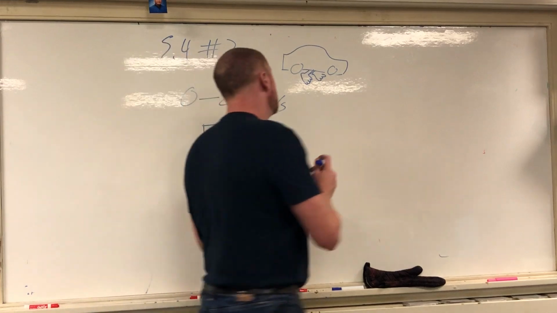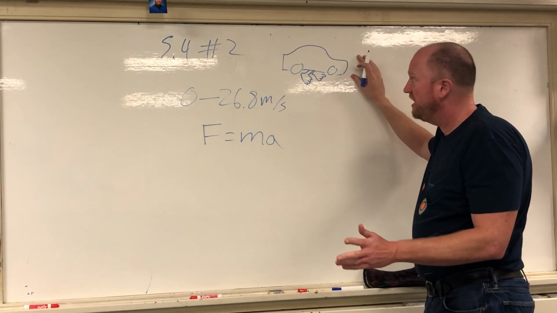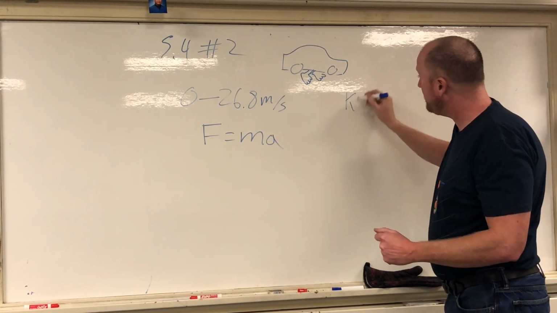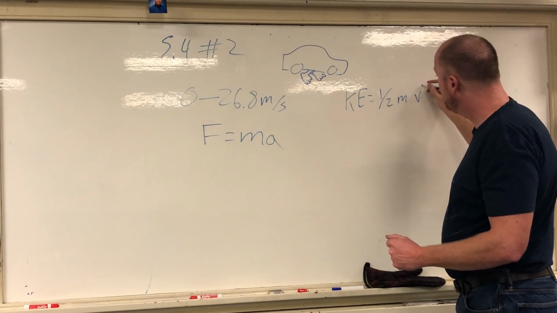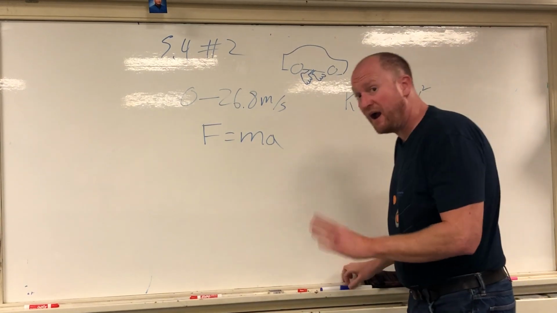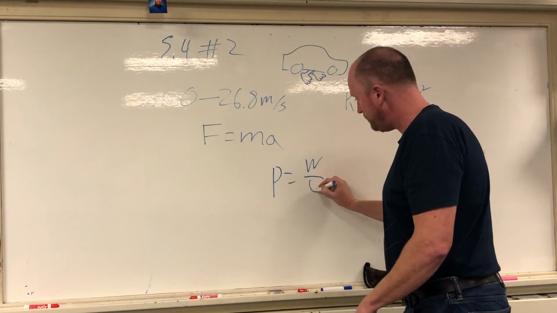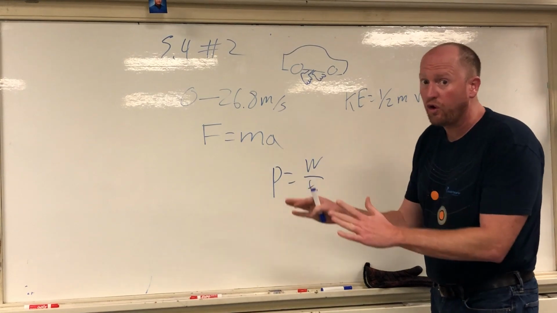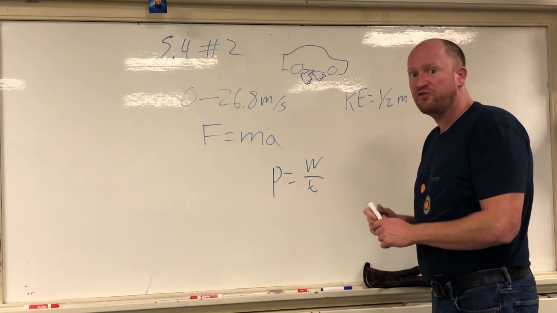Well, let's start out with this. Your car is going to have a max velocity. When it's moving, you're going to have kinetic energy. Your kinetic energy is going to be equal to 1/2 mv squared. Now this is where the power comes in. Remember, power is the rate at which work is done, work divided by time, or the rate at which energy is transferred. In this case, you're transferring energy.